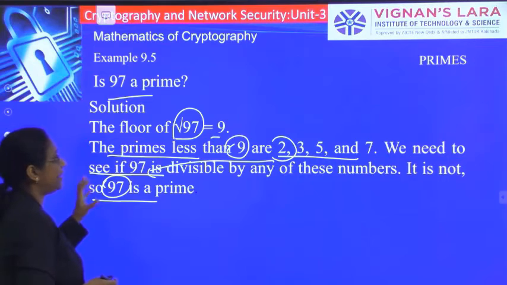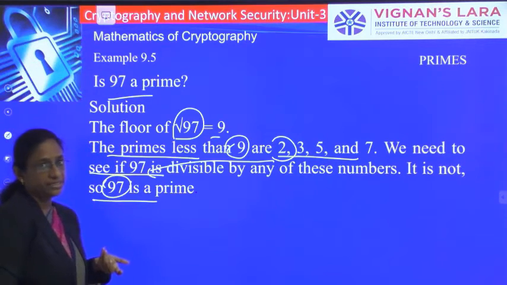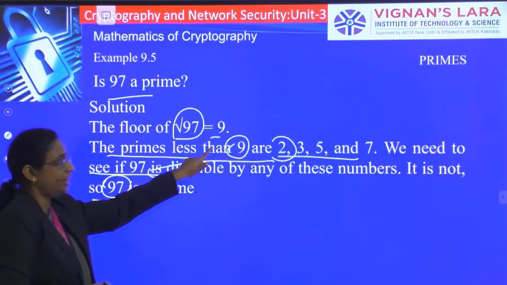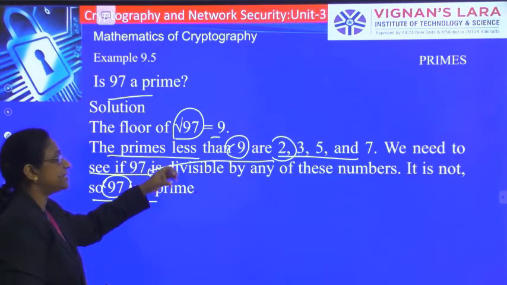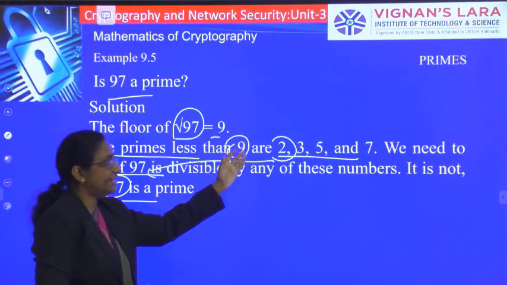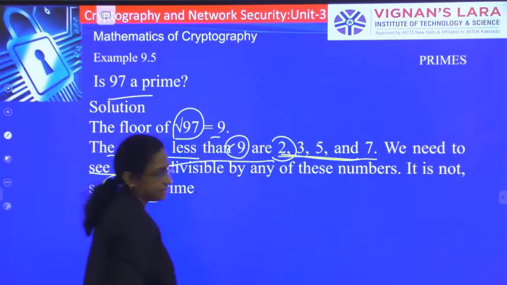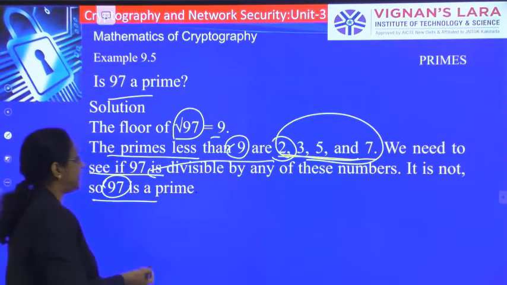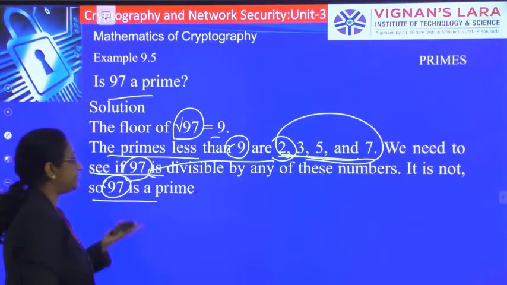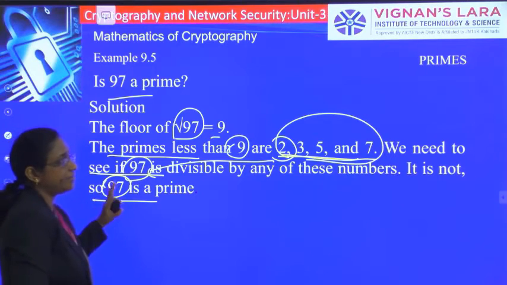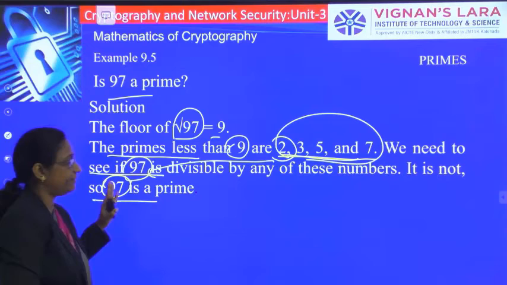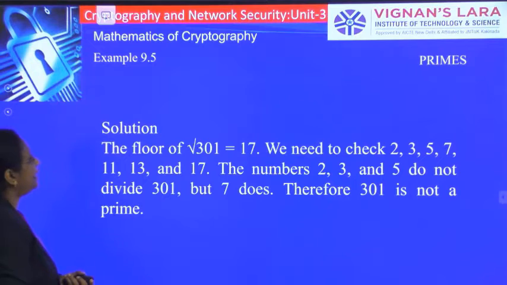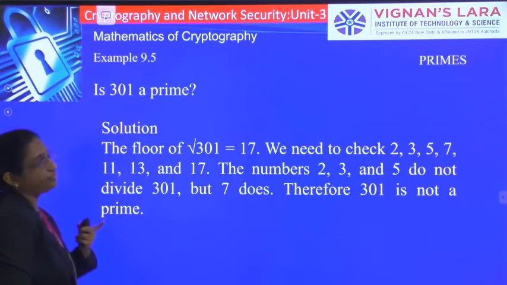So that is one method for checking whether a number is prime. First we take the square root of 97 and the floor, and then we take the prime numbers less than 9, which are 2, 3, 5 and 7. Then we check whether these numbers divide 97. Since none of them divide 97, we say 97 is a prime. Similarly, another example: is 301 a prime?